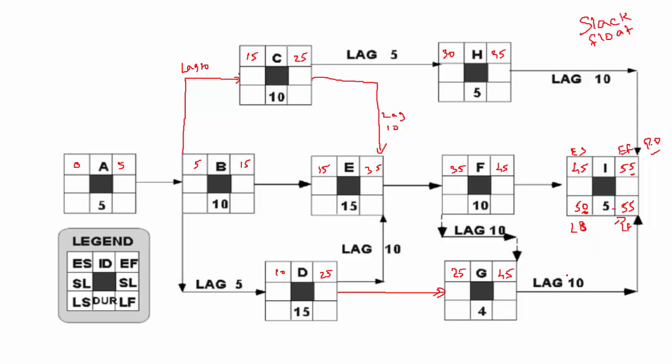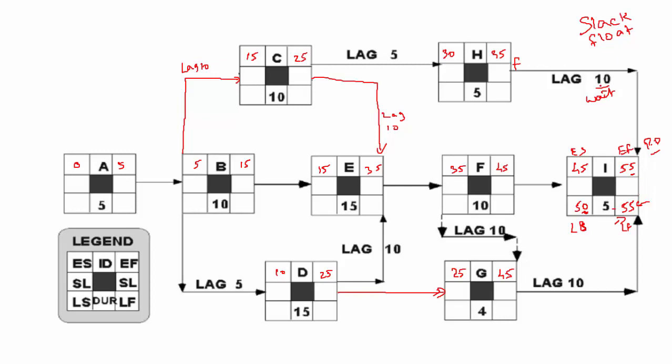Okay, let me do H. Now watch very carefully. I must finish on 55, which means the question is, when can we finish H? The relationship between H and I is such that you must finish H, wait for 10 days, then you can finish I. So I can finish on 55, and we need to think backwards.